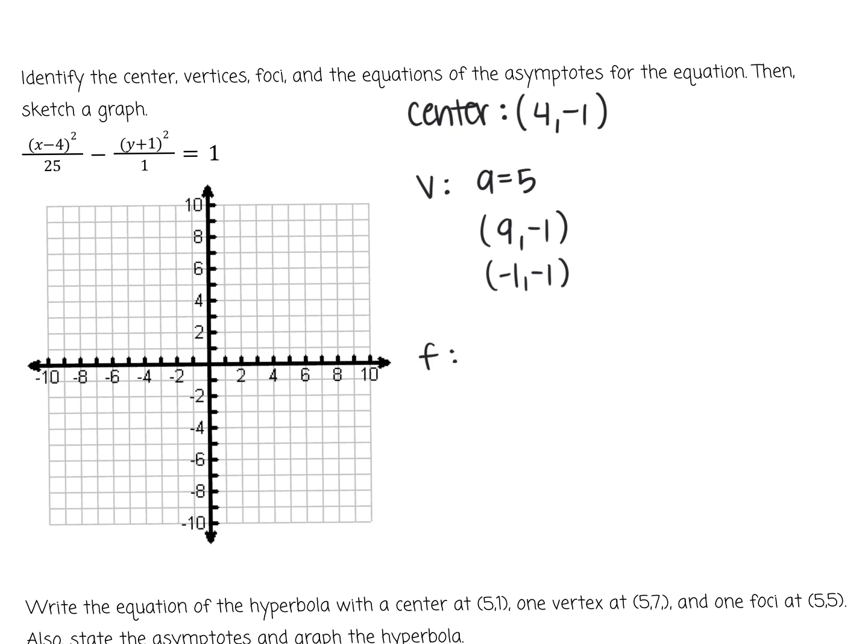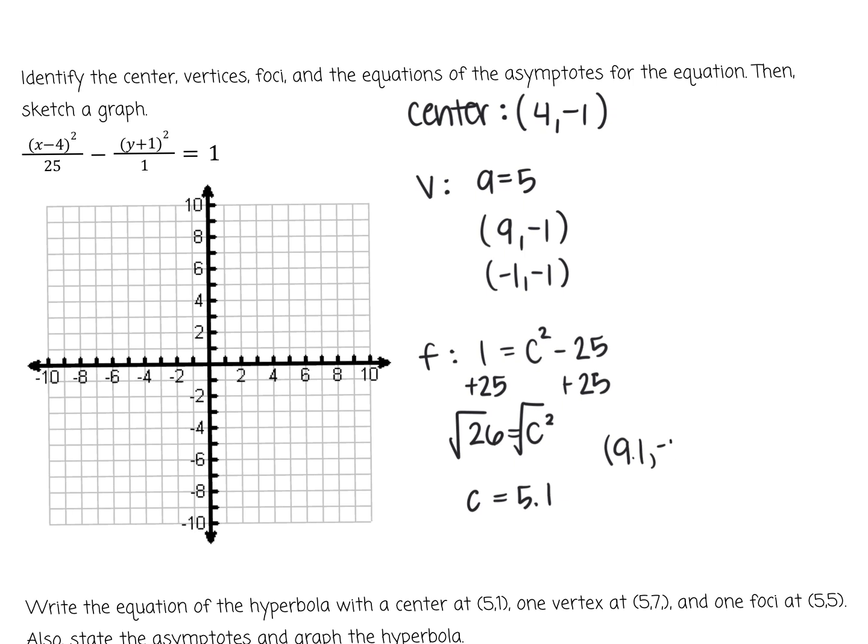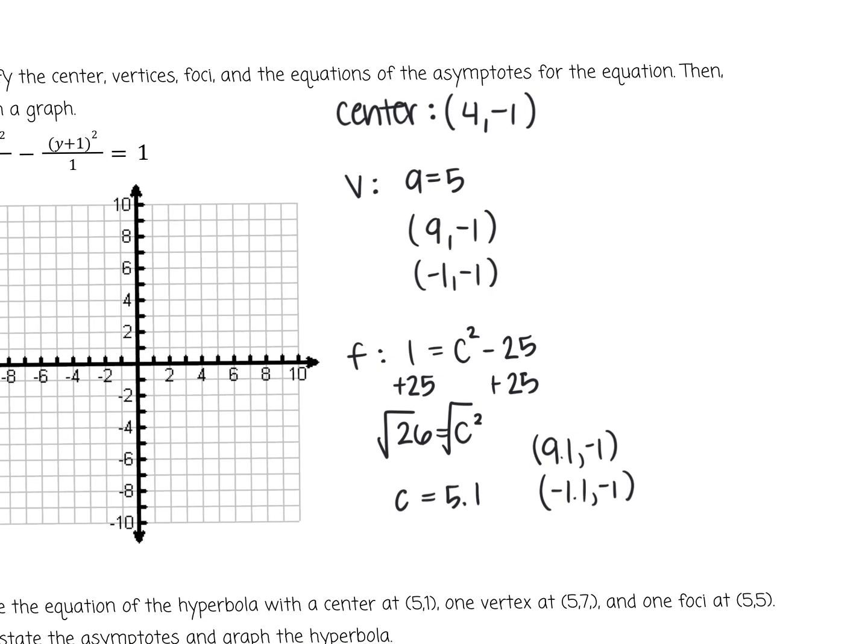For the foci, we'll use the fact that b squared, so 1, equals c squared minus a squared, which is 25. Add 25 to both sides. We get 26 equals c squared. Take the square root of both sides, and the square root of 26 gives us that c is about 5.1, which again you add and subtract from your x coordinate, so we get (9.1, -1) and (-1.1, -1). And now for our asymptotes.